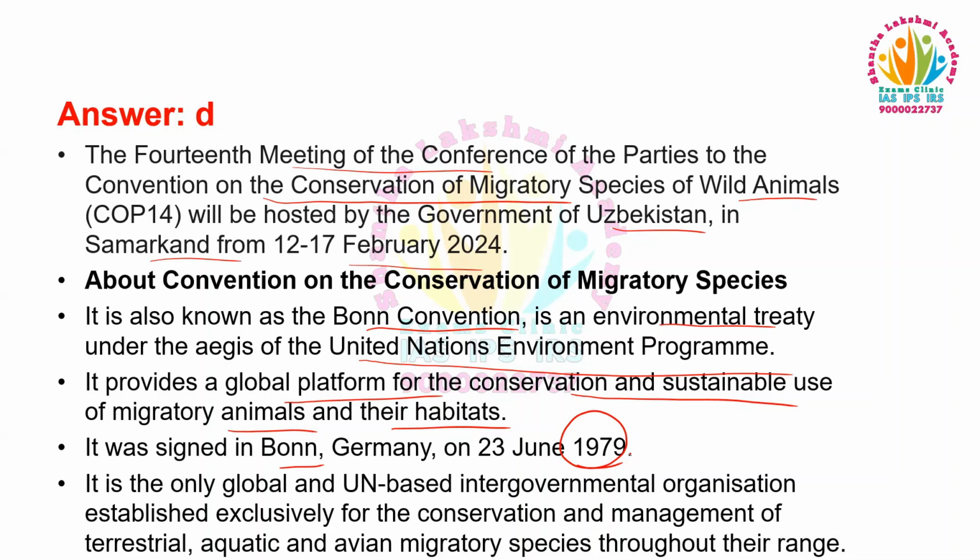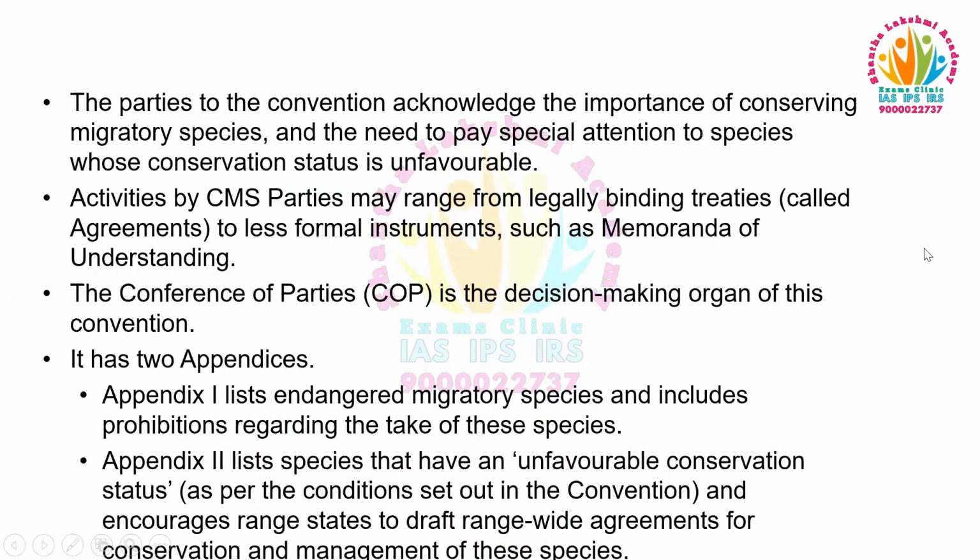It is the only global and UN-based intergovernmental organization established exclusively for the conservation and management of terrestrial, aquatic and avian migratory species throughout their range. The parties to the convention acknowledged the importance of conserving migratory species and the need to pay special attention to the species whose conservation status is unfavorable. Activities by these CMS parties may range from legally binding treaties called agreements to less formal instruments such as memoranda of understanding. The Conference of Parties is the decision-making organ of this convention.